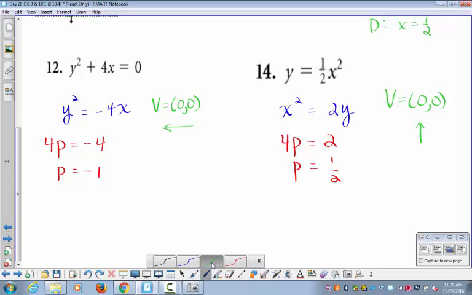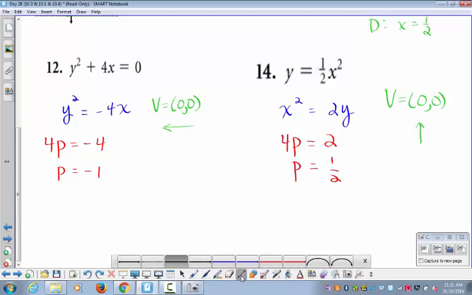So we know that kind of from looking at p. We have to be able to identify from that standard equation, once we've isolated the square, whether it opens vertically, and then more precisely whether it's up or down, whether it opens horizontally, and then more precisely whether it's left or right. And it's all based on the sign of p.